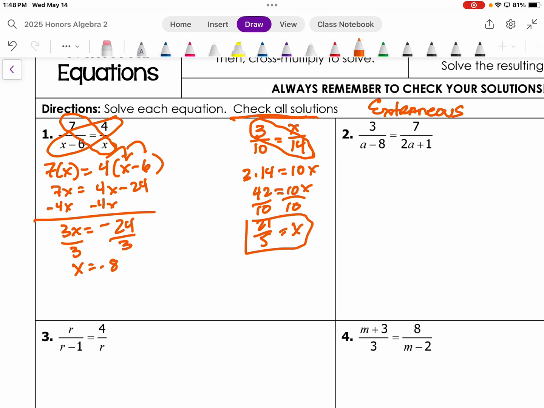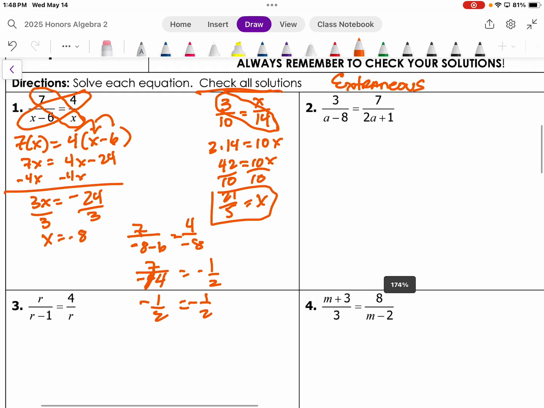All right. So we should go back and say, is 7 over negative 8 minus 6 equal to 4 over negative 8? Well, that's 7 over negative 14, which is negative 1/2. And on the other side, it's negative 1/2. So those two things balance. Now notice I brought the negative out to the front or up to the top. Some of you are still leaving the negative in the bottom, and I've told you no, no, no. All right, let's do number 2.